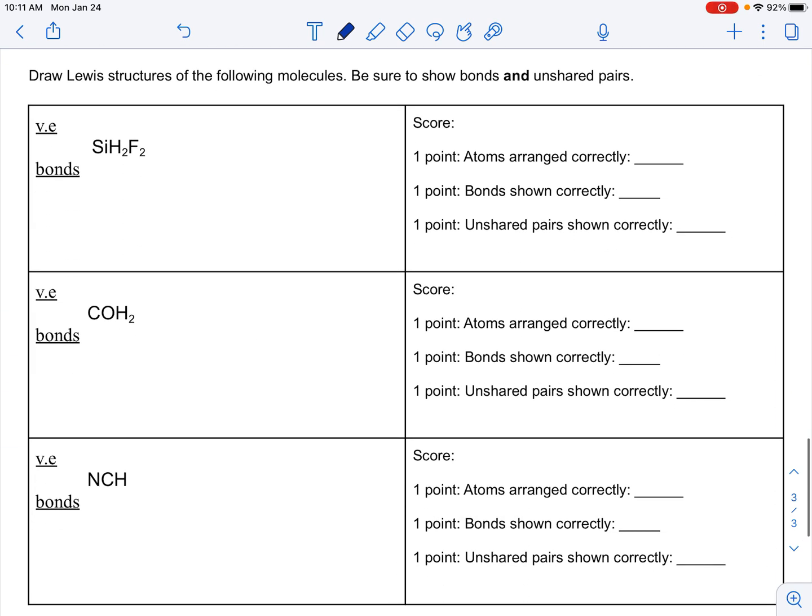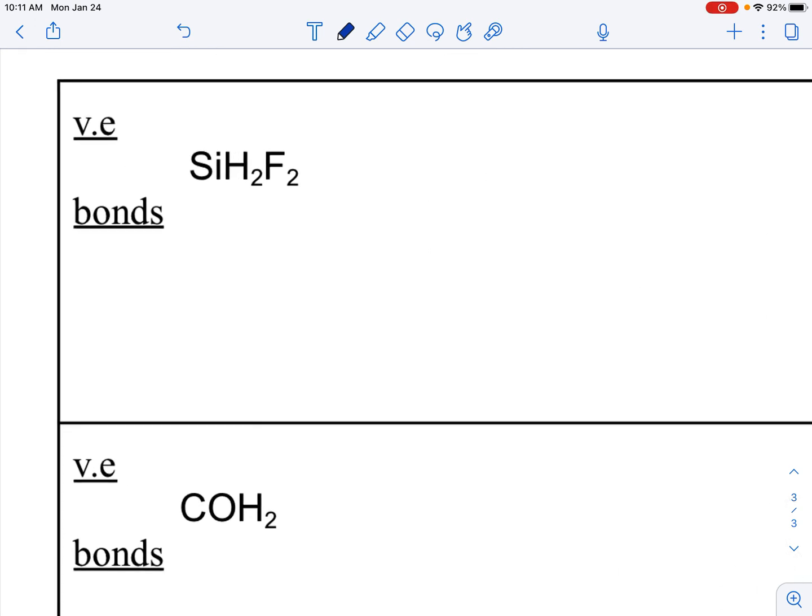So here's the test again. My first step always is to think about what atoms I have here and what valence electrons and bonds I have. So in my formula, I see SiH2F2. So that means I'm going to have 1 Si atom and 2 H atoms and 2 F atoms. Then I like to think about how many valence electrons each of those kinds of atoms have. So Si, H, and F.